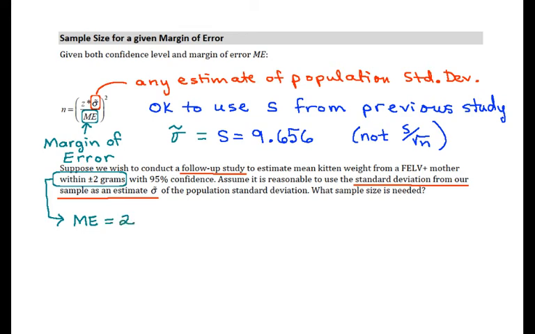The fact that we want 95% confidence tells us that our z star is going to be that critical value of 1.96. Note that we're going back to z here instead of using t. The reason we don't use the t distribution for this formula is that the t distribution also depends on n. We have to know what n is before we can know how many degrees of freedom to use in that table.